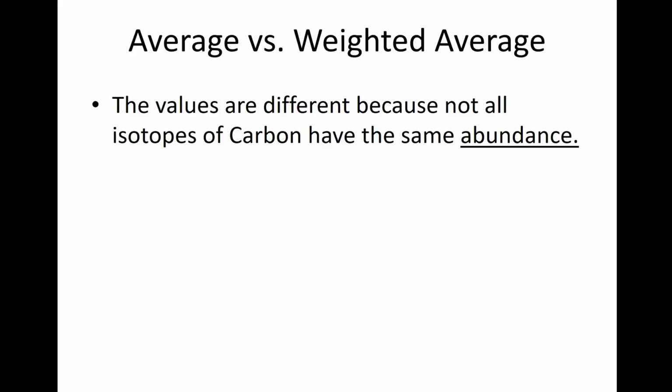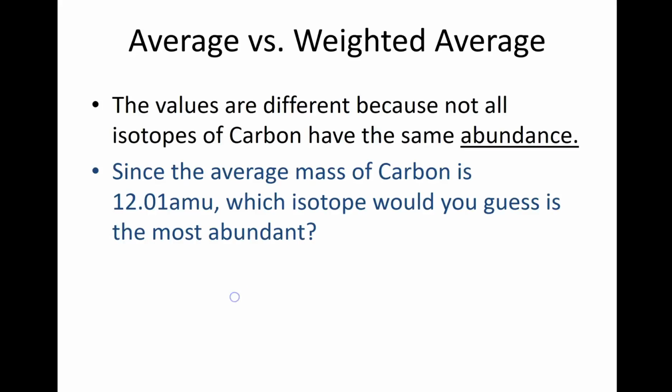So when we talk about the word abundance, in this case, we're talking about how commonly we would find that particular isotope. All right. Now, we could do some quick logic. Since the average mass of carbon is 12.01 AMU, we should be able to guess that of those three isotopes, 12, 13, and 14, carbon-12 is by far the most common because this average comes out so close to 12.